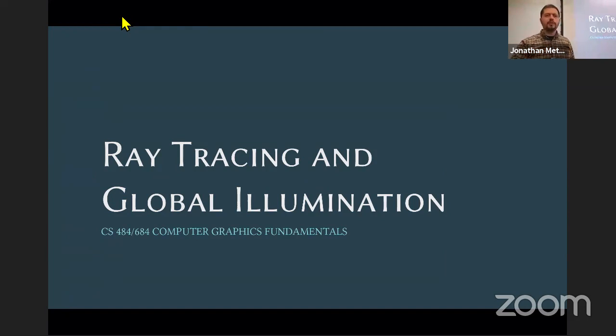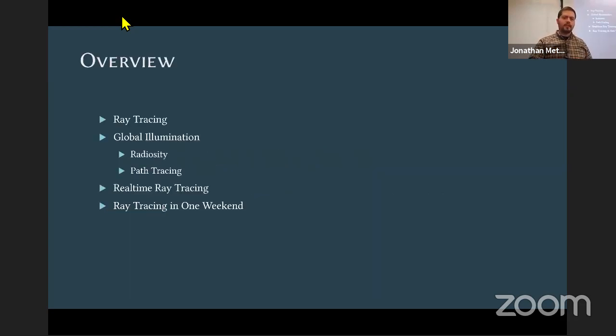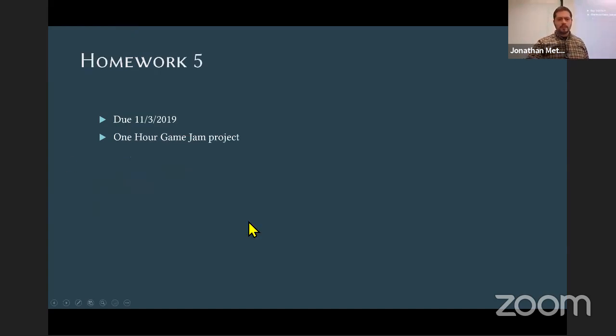So now we want to move ahead to ray tracing. We talked a lot about rasterization in the course, and now we're going to talk about ray tracing. More specifically, we're going to get into global illumination. And we're going to talk about the homeworks. Okay, so we'll talk about homework 5.